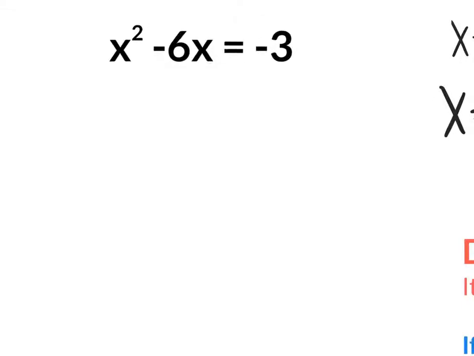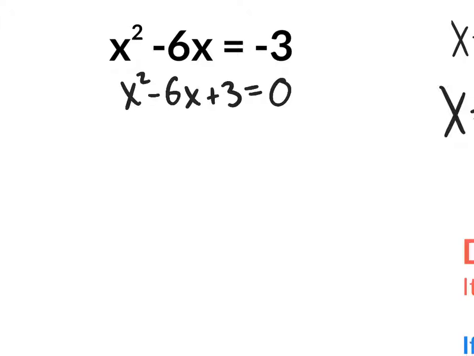This guy right here. What's the first thing you should do? Move the 3. Okay, so let's do that. Everybody copy it down, please. Move the 3 over. You're going to have x squared minus 6x plus 3 equals 0. All right, so which tool should I use?